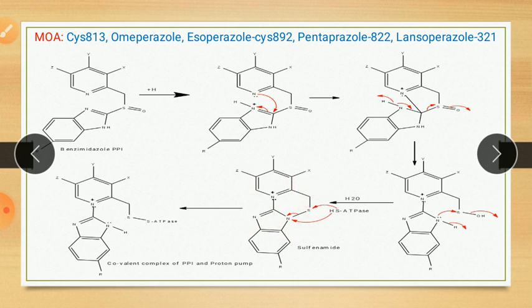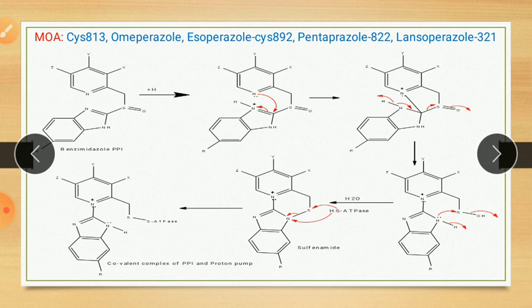reacts with the sulfhydryl group present in cysteine of the hydrogen potassium pump. So the potassium hydrogen pump consists of the amino acid cysteine, and that cysteine has the sulfhydryl group SH. So this sulfonamide reacts with this SH group of the proton pump in this way, and there is a formation of a complex. So it is a formation of a covalent bond complex of proton pump inhibitor and proton pump. So by this reaction they inhibit the proton pump.